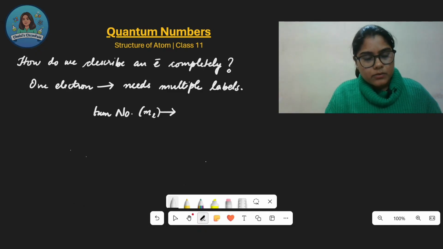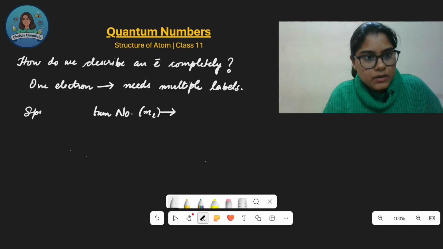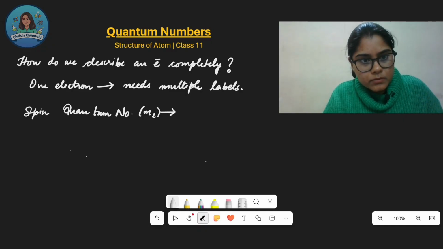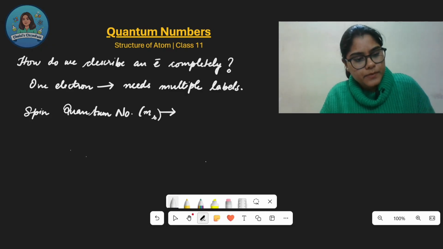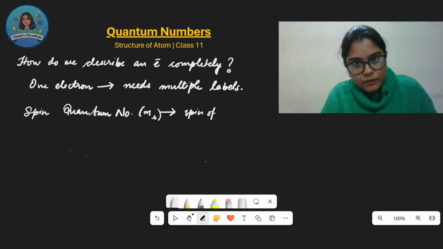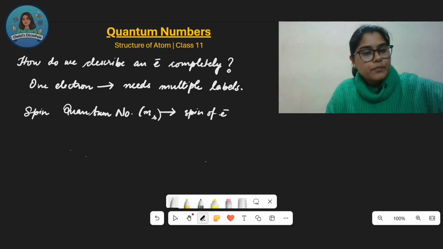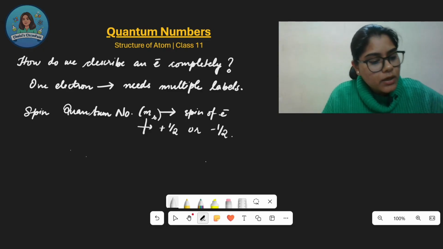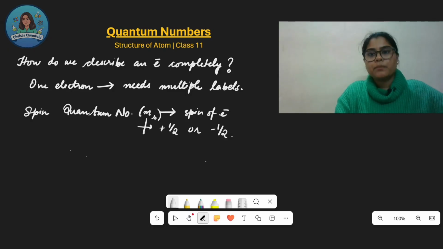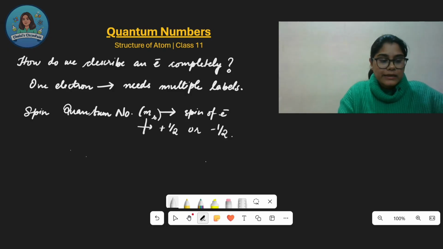That's the final quantum number, called the spin quantum number, and it is represented by ms, which describes the spin of electrons. This ms can have two values, either plus half or minus half. Now when I say spin, it's actually an intrinsic property of an electron. It does not mean that an electron is physically spinning like a ball. It's an intrinsic property, just like the charge or mass of an electron.